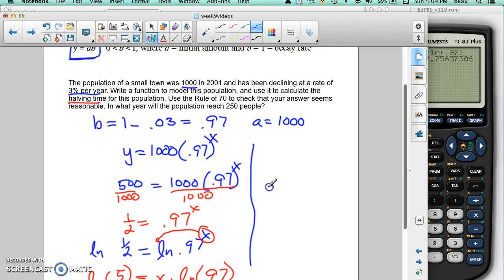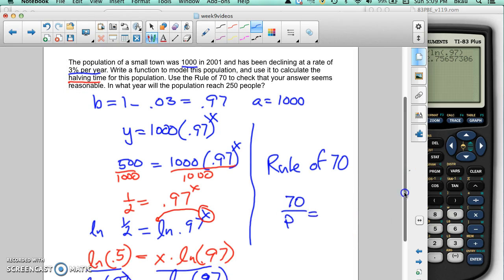So write it over here. The rule of 70 states that we just need to take 70 divided by the p-value to get the years, or the time.